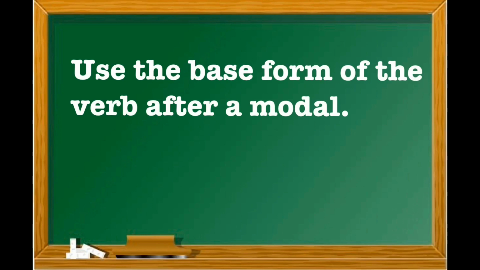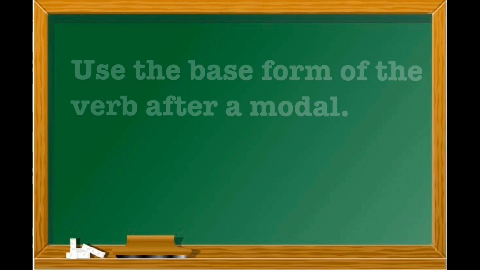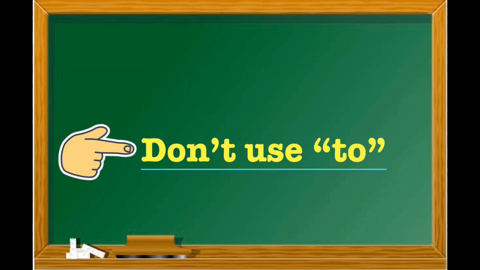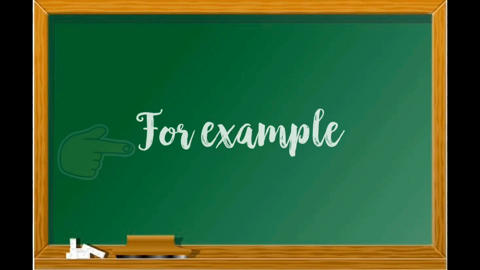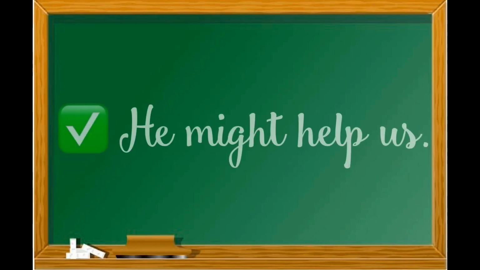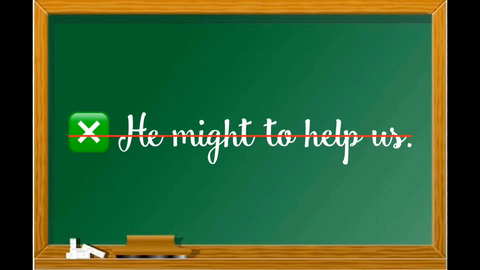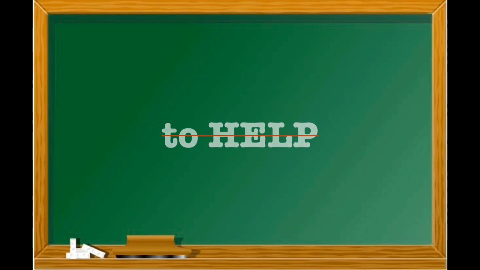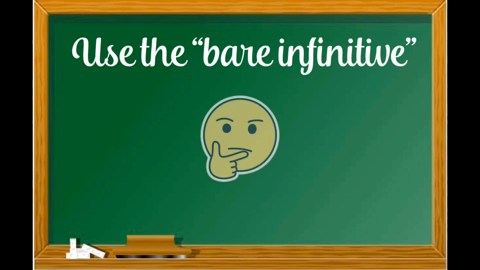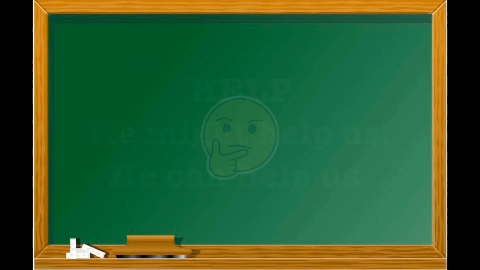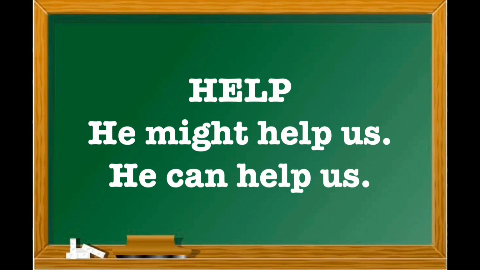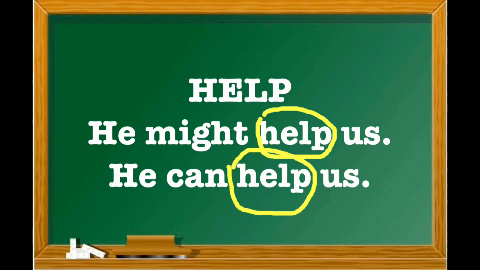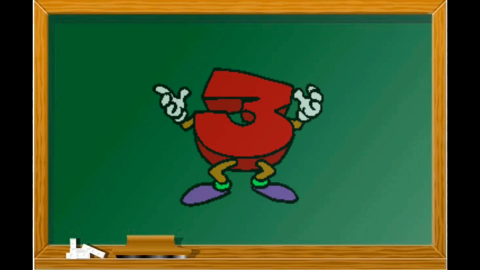Use the base form of the verb after a modal. Do not use to. For example, you should say, he might help us, not he might to help us. Do not use the full infinitive, which is to help. Just use the base form of the verb, which is help. He might help us. He can help us.